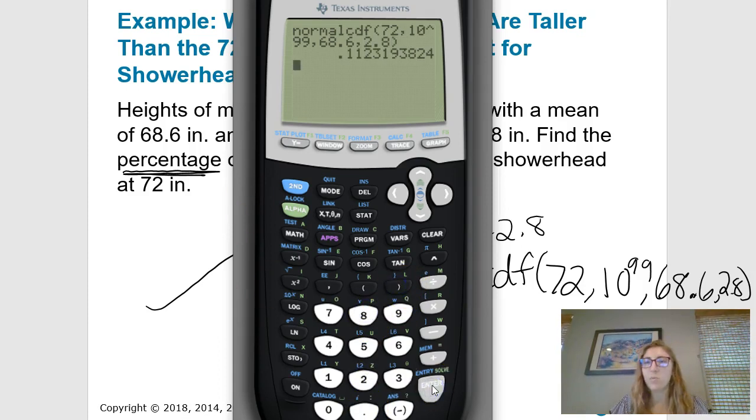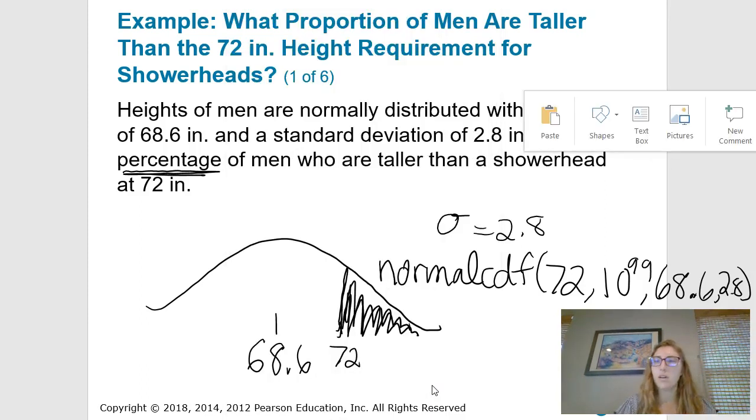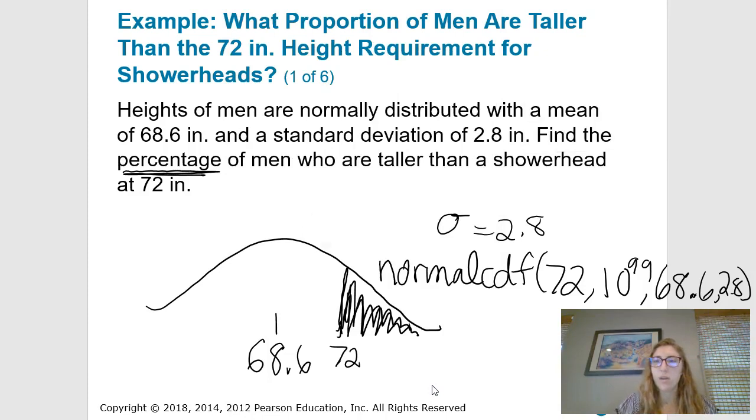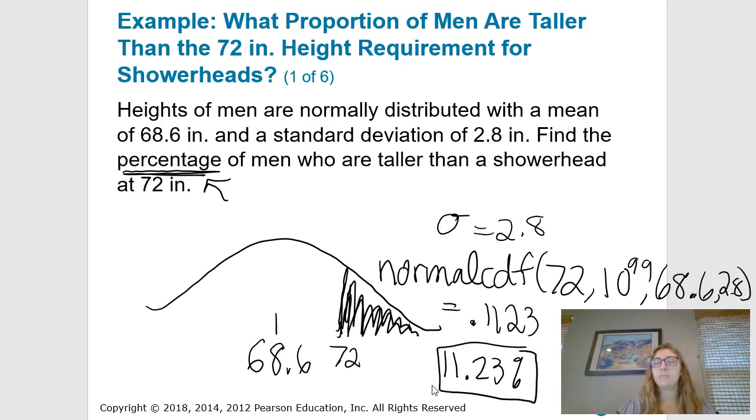Wonderful. So we got 0.1123. Whenever doing these, I should write my answer here. So we got 0.1123. And technically, we want a percentage here, so I need to change this decimal into a percentage. I can multiply that by 100, or move the decimal place over twice to get that percentage.